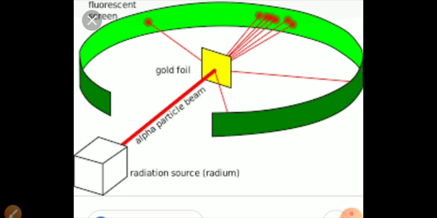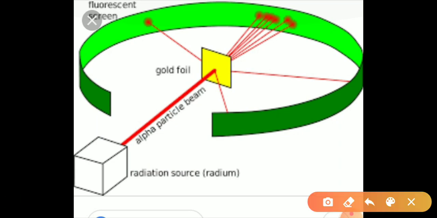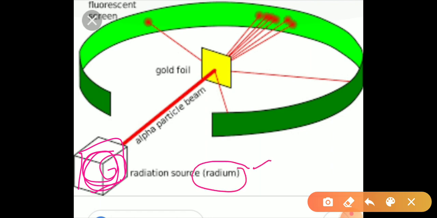In 1911, Rutherford conducted one experiment with the help of a radioactive element. His experimental arrangement is like this. It contains a metal block in which a radioactive element is kept, radioactive elements like radium. This radium emits alpha particles. So this radium is kept inside a block of heavy metal.